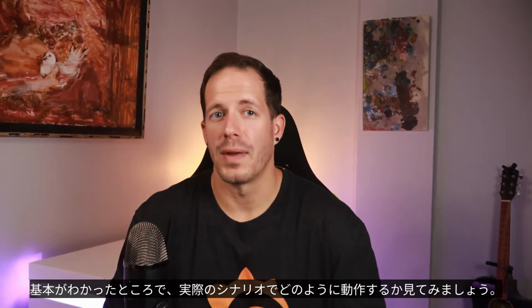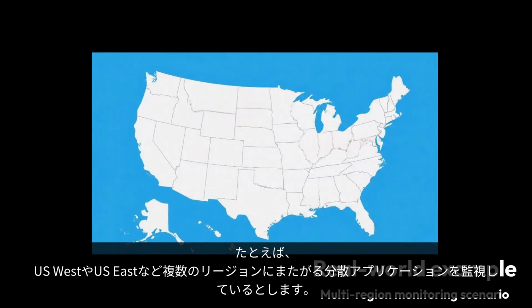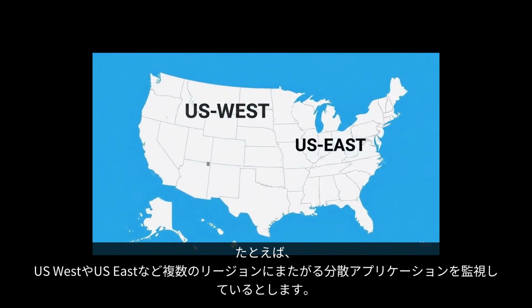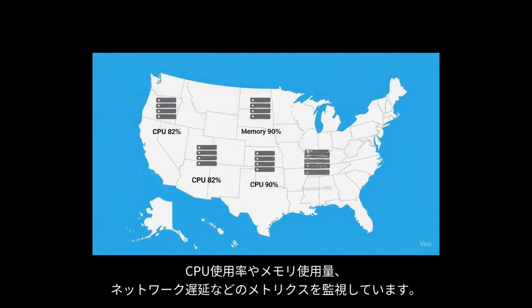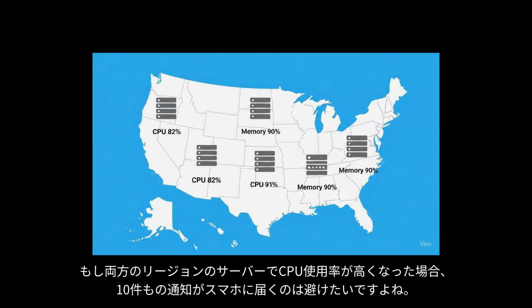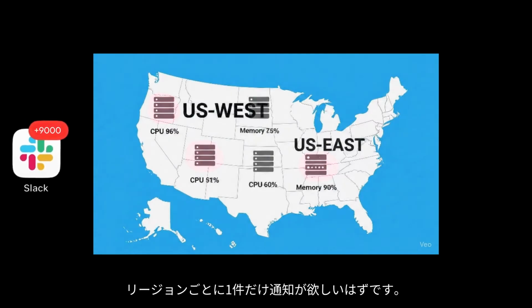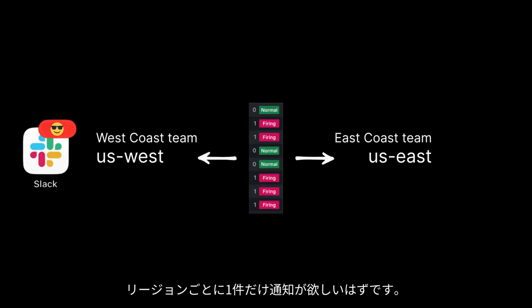And now that we understand the basics, let's see how this works in a real-world scenario. Imagine this. You're monitoring a distributed application across multiple regions, like US West and US East. You're keeping an eye on things like CPU usage, memory use, and network delays. Now, if servers in both regions start using too much CPU, you don't want 10 different messages blowing up your phone. You want just one notification per region.